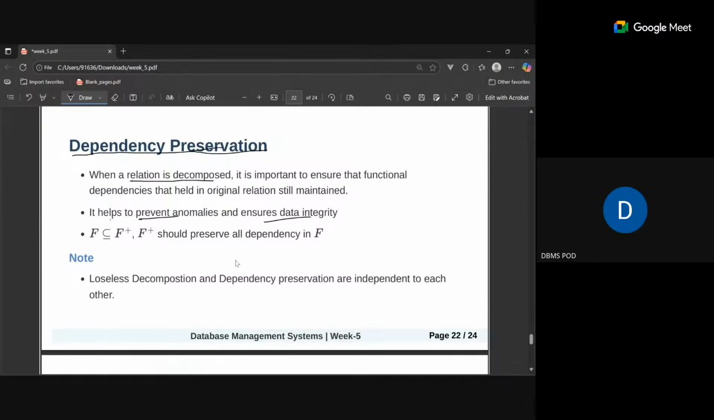So how can we check this? And also you have to note down, if it is lossless join decomposition, it is not necessary that it will have dependency preservation. They are independent of each other. If it is dependency preserving, it can be lossy or lossless also. If it is lossless, it can be dependency preserving or not also. So this thing you need to take care.